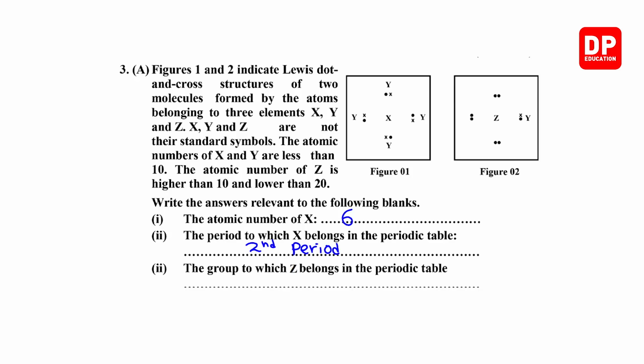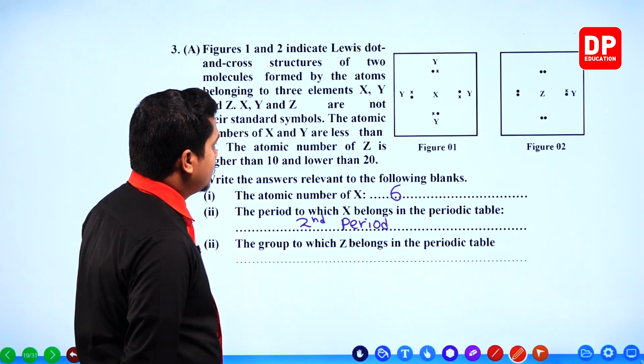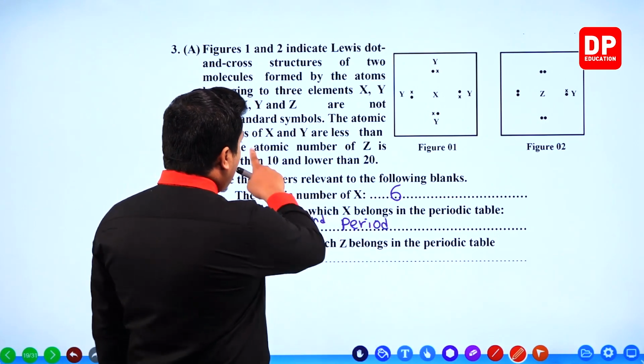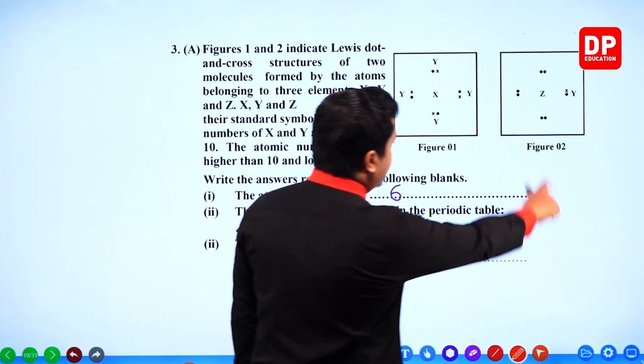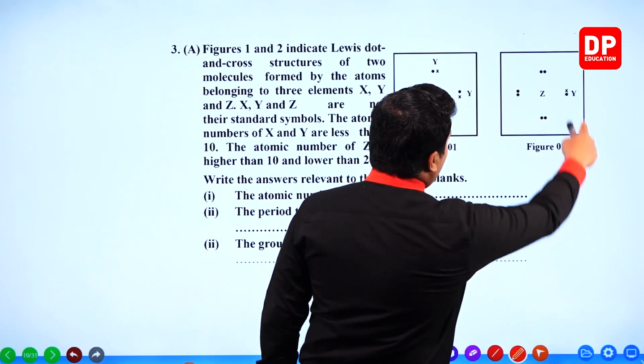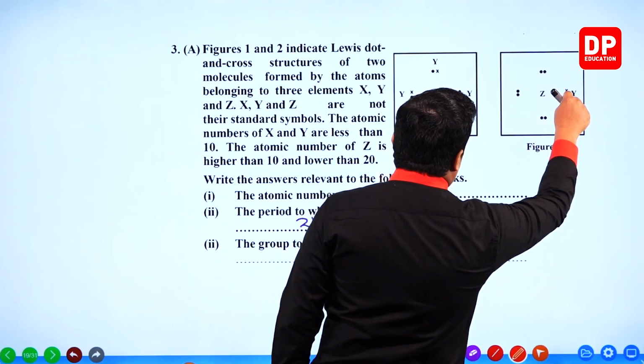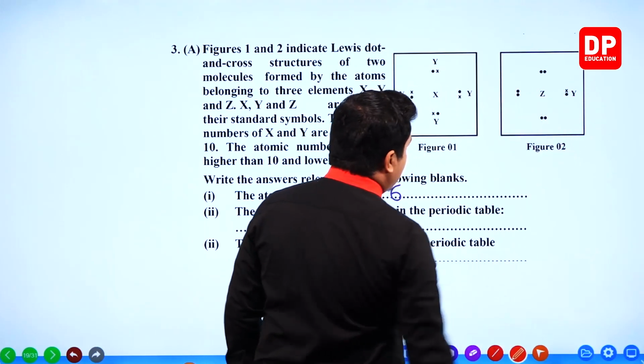Then the next question: the group to which Z belongs in the periodic table. The atomic number of Z is between 10 and 20. So Z is in here. You can see clearly that Y has only 1 electron in the last energy level.